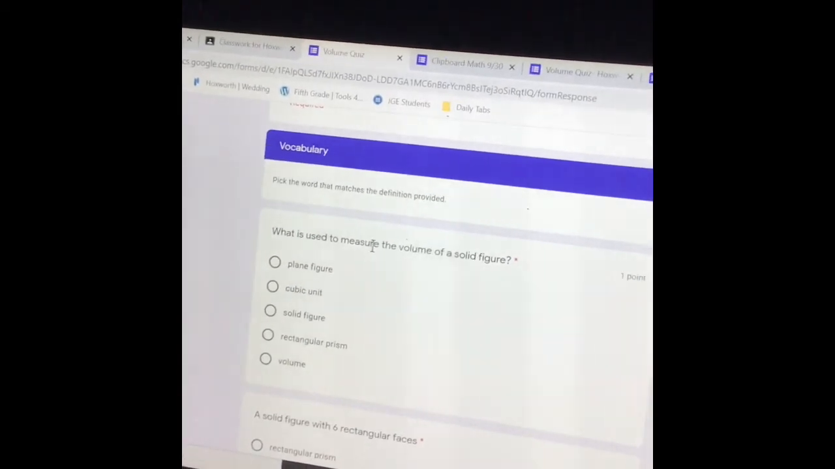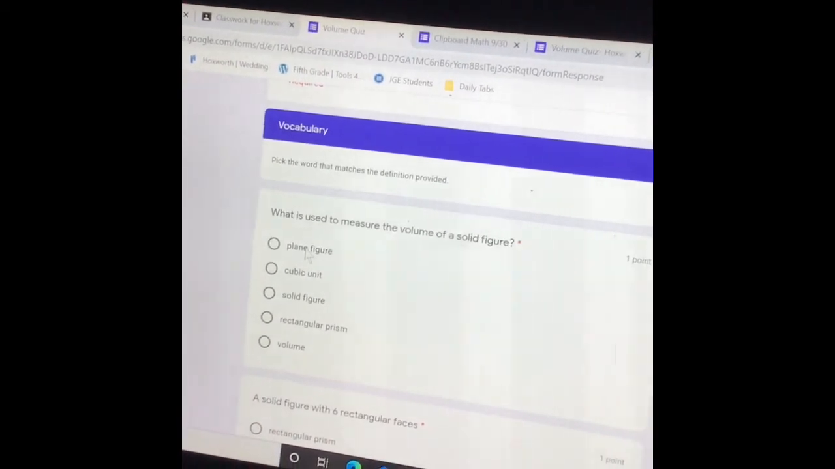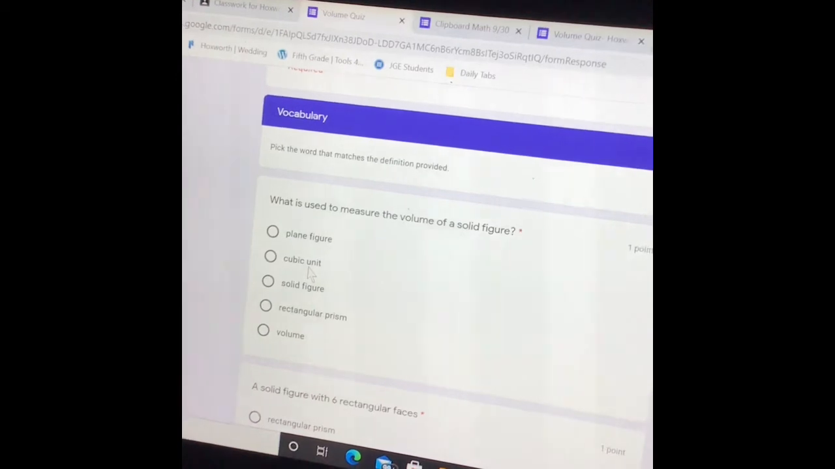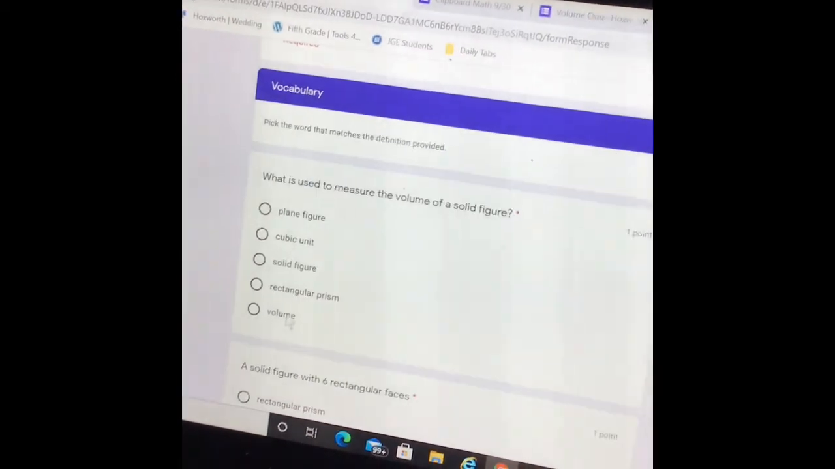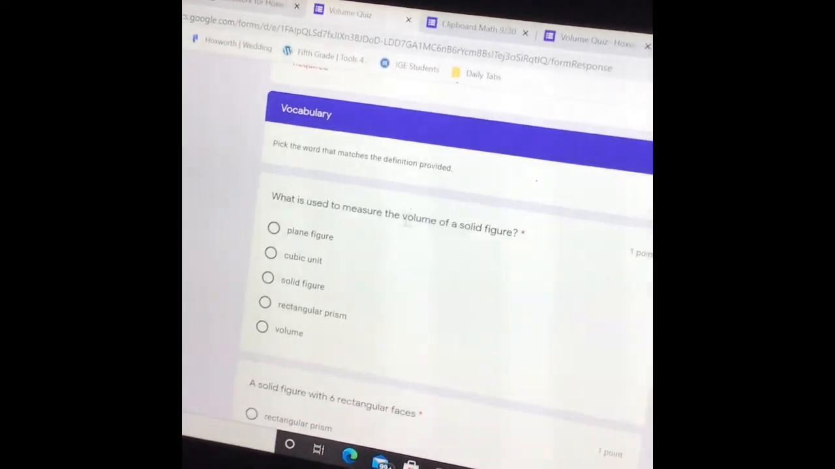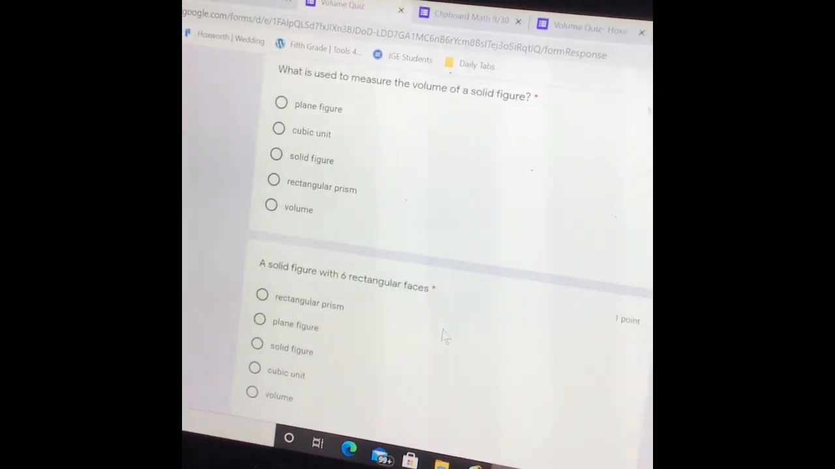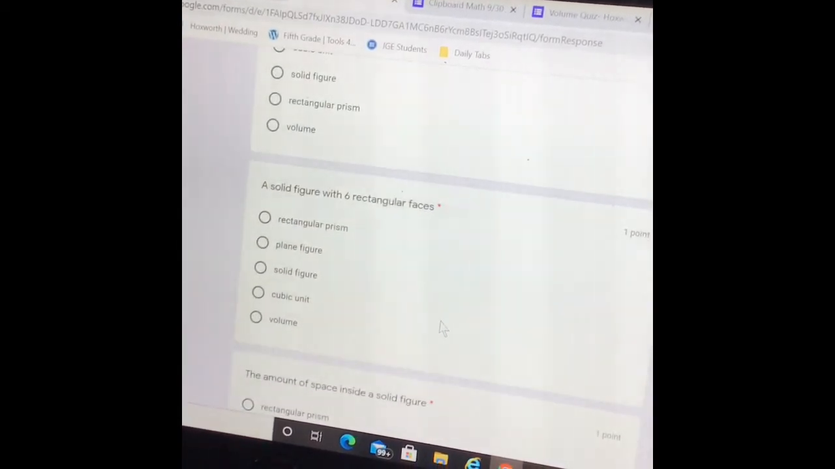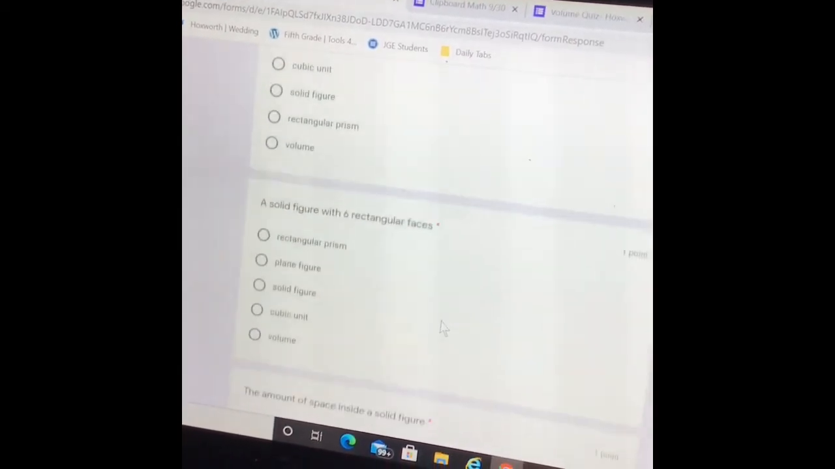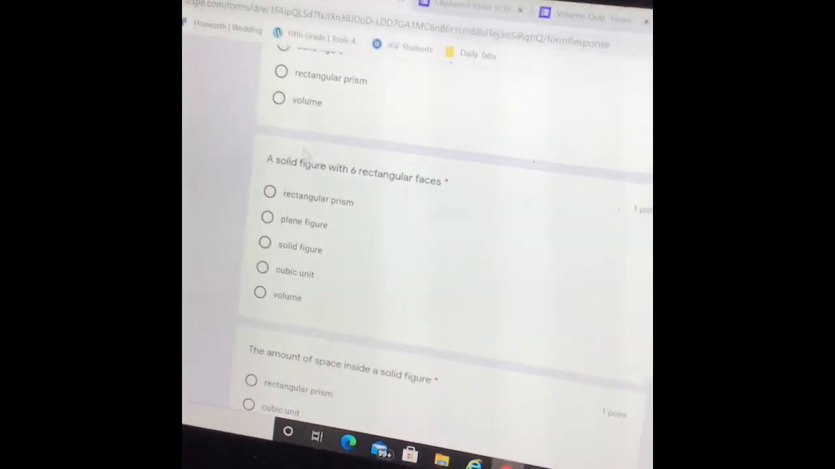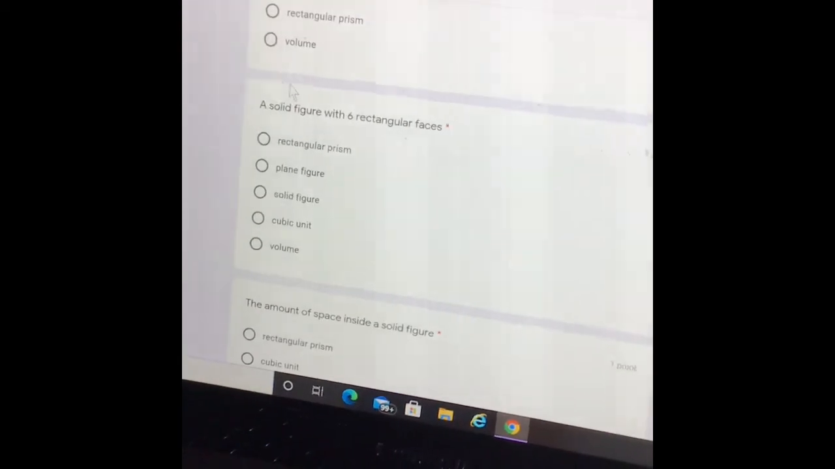What is used to measure volume? Is it a plane figure, a cubic unit, a solid figure, a rectangular prism, or volume? What is used to measure volume? Next question. If you need to pause, you sure can, and then play as you are ready to go.